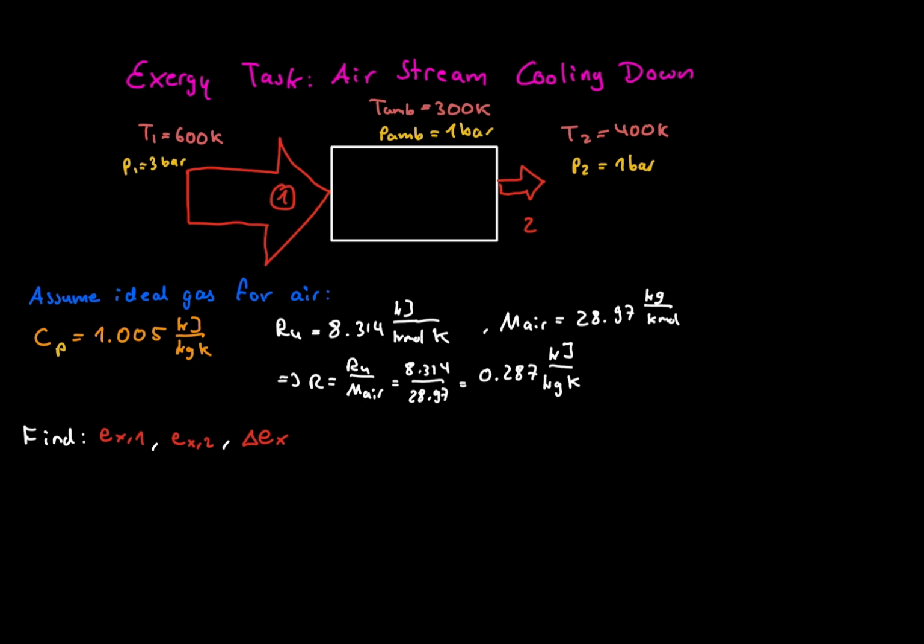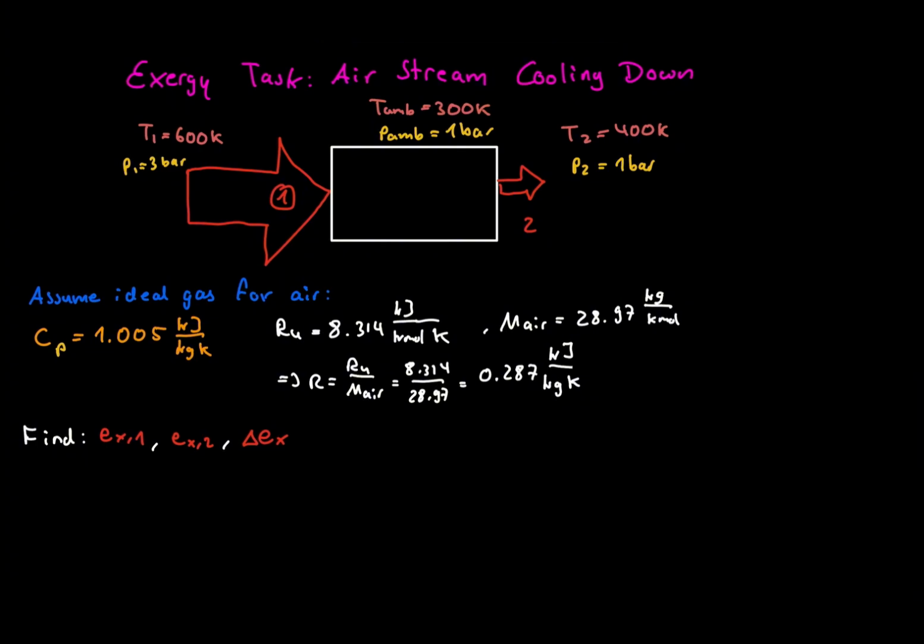Our goal is to calculate the specific Exergy at the inlet, the specific Exergy at the outlet, and the Exergy drop. Specific Exergy tells us how much useful work potential we have per kilogram. So the unit is kilojoules per kilogram.